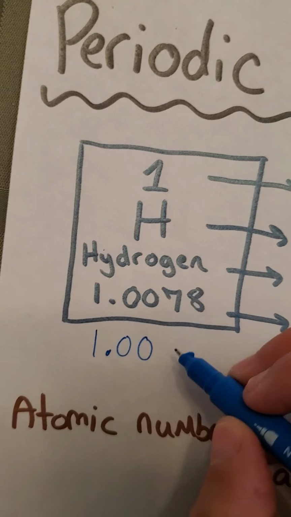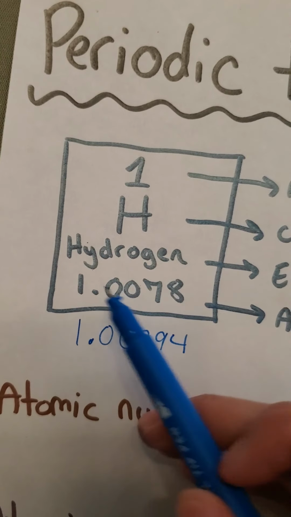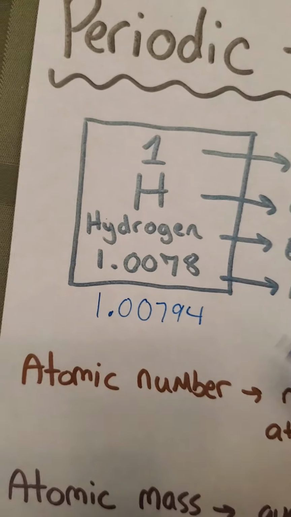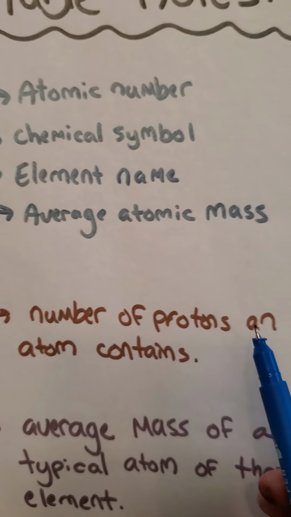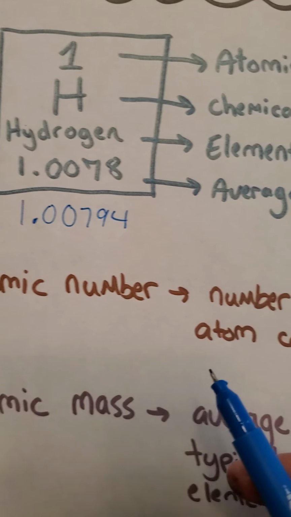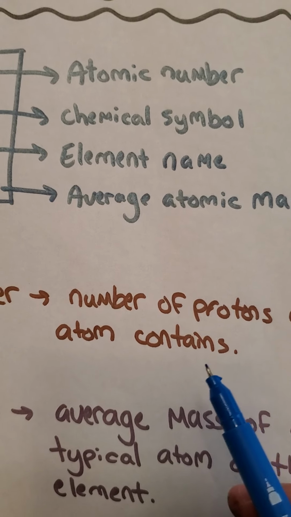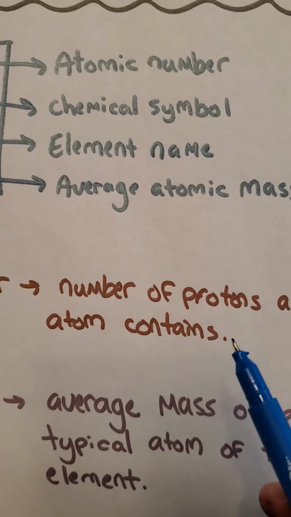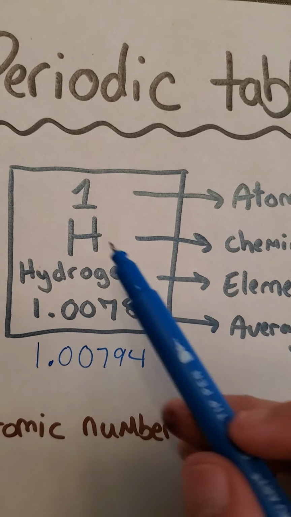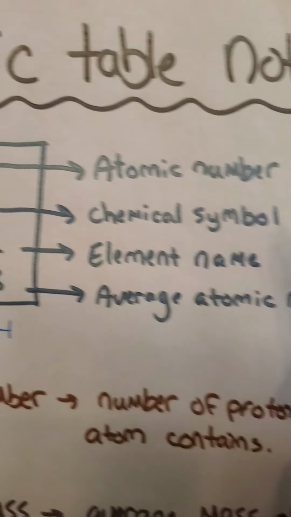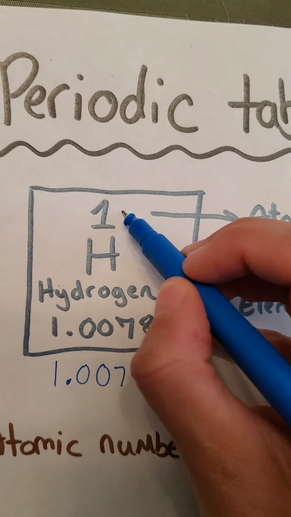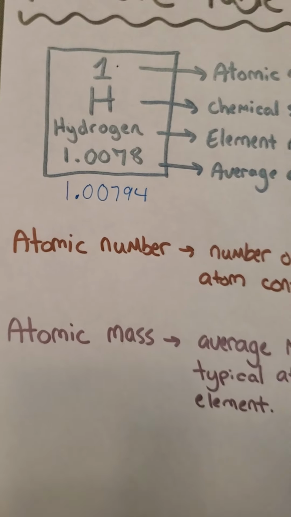Sometimes you'll see it like this, 1.0078, or 1.00794. It really just depends how it's rounding, but that's the average atomic mass, okay? The atomic number indicates the number of protons an atom contains, okay? So the atomic number means the number of protons an atom contains. So then we know that hydrogen has 1 proton.